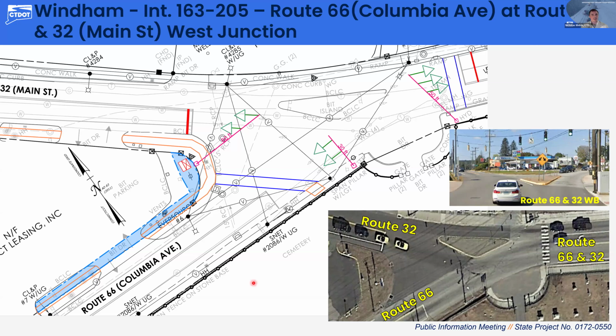So this project has two locations in Wyndham. The first one is intersection 163 205, Route 66 and Route 32, the West Junction. So this intersection is getting a mast arm installed on the east leg, the southeast corner, the west corner as well, and the southern part of Route 66. So those mast arms are going to serve each road, and then we're proposing a crosswalk on the south leg and the east leg. So Route 66 and then Route 32 on the east.